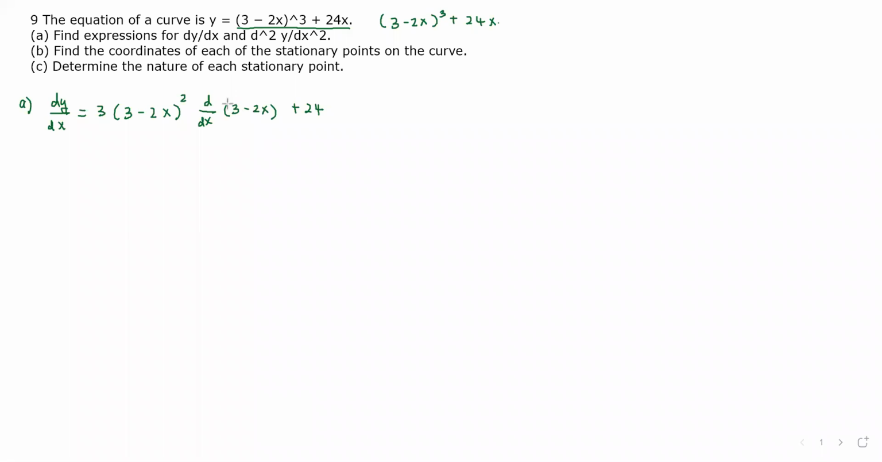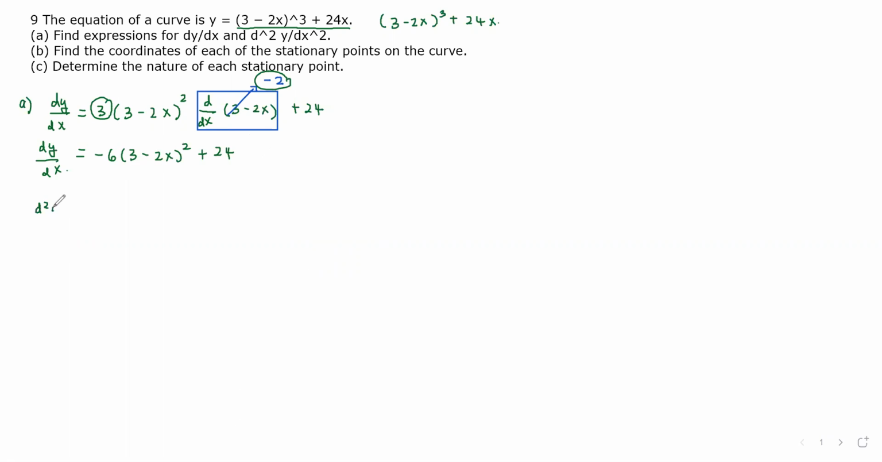The derivative of this part here, when you differentiate 3 minus 2x with respect to x, gives you a value of minus 2. And then minus 2 multiplied by 3 here is negative 6. So negative 6 times (3 minus 2x) squared plus 24. And that is the expression for dy/dx.